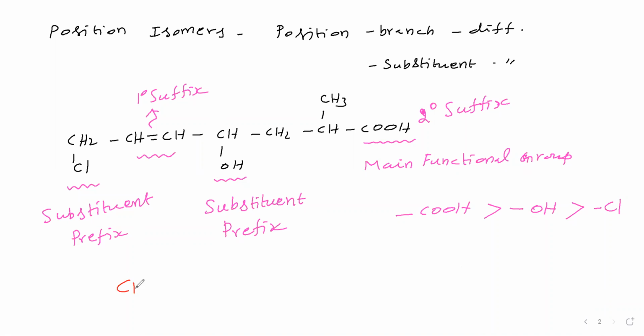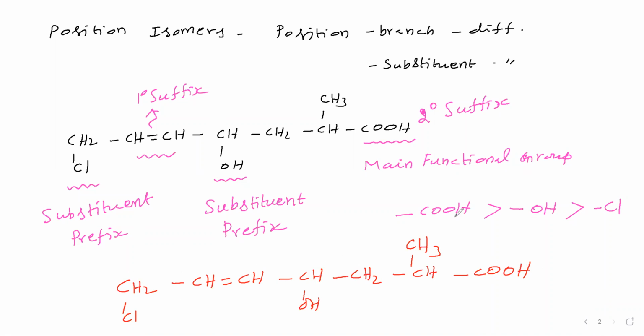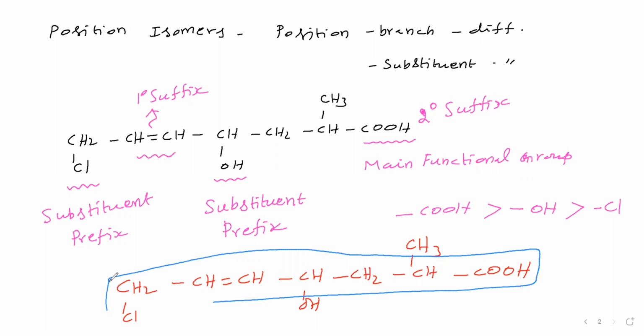Now we will take this compound: CH2Cl, single bond, CH, double bond, CH, single bond, CH(OH), then CH2, CH(CH3), COOH. Here we are selecting the parent chain. The parent chain must contain the main functional group carbon. Therefore, the parent chain is this. So we have selected the parent chain. Then we will give numbering.